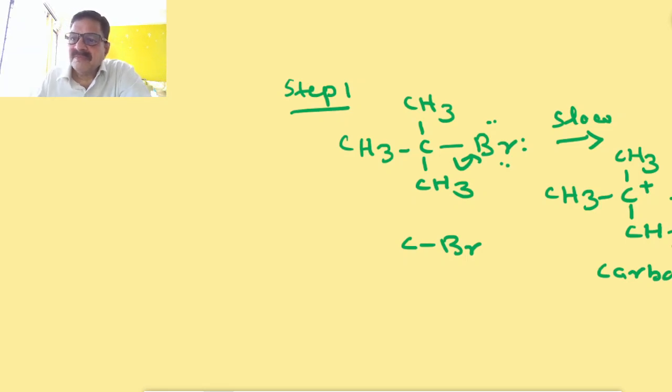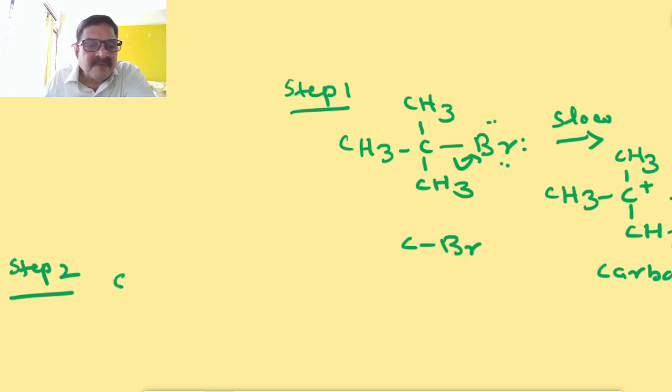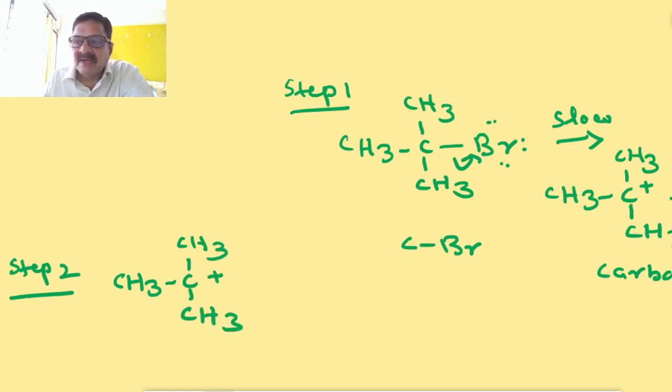Okay, so step 1 is the rate determining step, that is the slow step here. Now, step 2 is the fast step. In step 2, no bond breaking is involved, only bond making. This carbocation is reacting with the nucleophile here. The nucleophile will be O minus, that is the acetate anion.